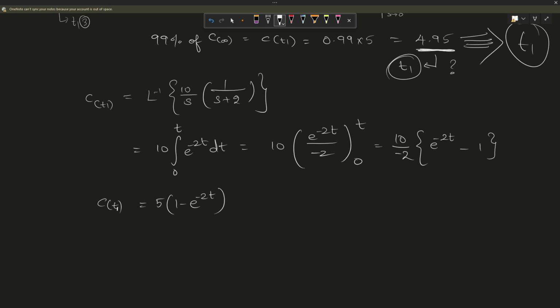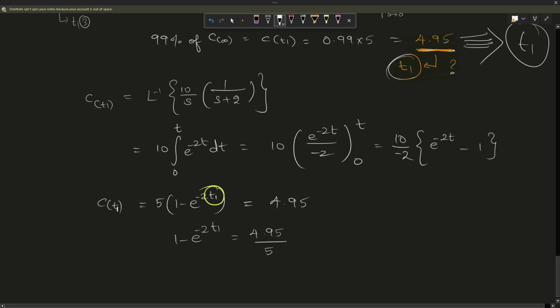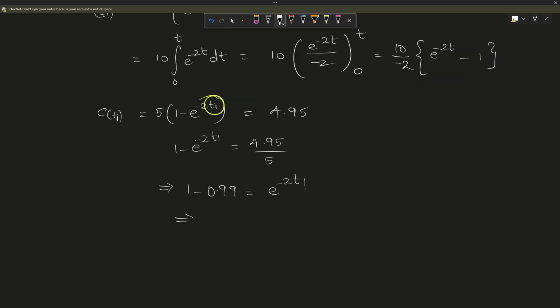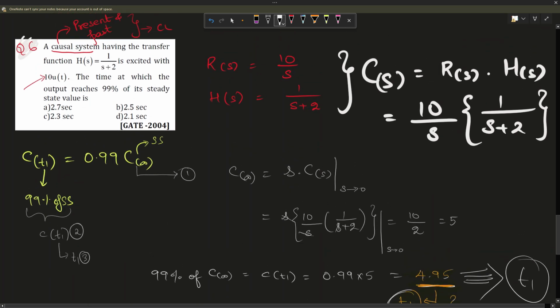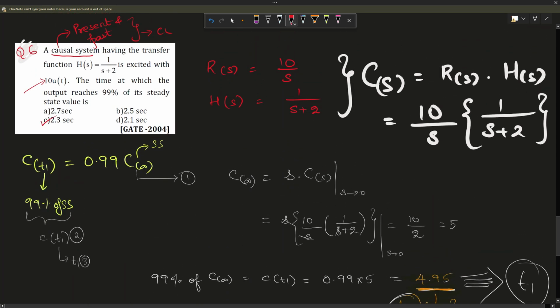So when this happens at time t1, this is 5 into 1 minus e to the power minus 2 t1, which is 4.95. That is what we found here. So we can easily calculate to find t1. So 1 minus e to the power minus 2 t1 is equal to 4.95 divided by 5. So when we take logarithm to cancel the exponential term, we get t1 as 2.302 seconds. Go back to the question to find out which option is right. So option C is the correct answer.